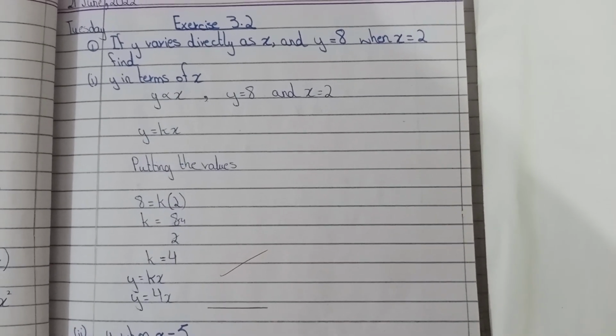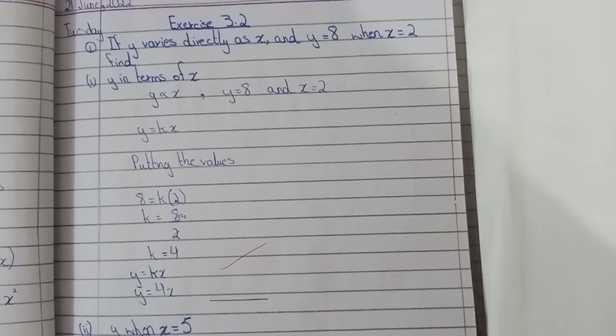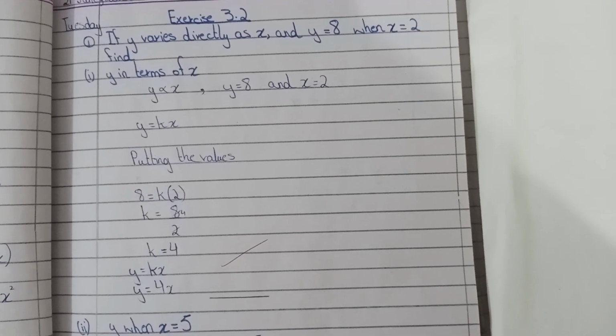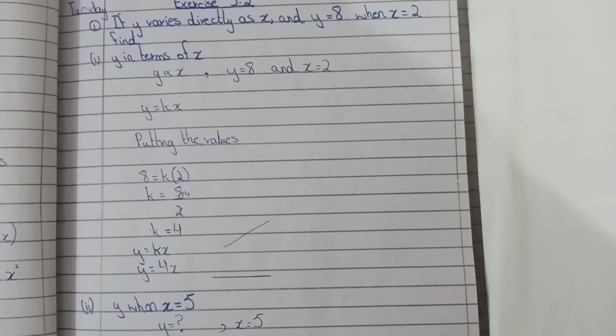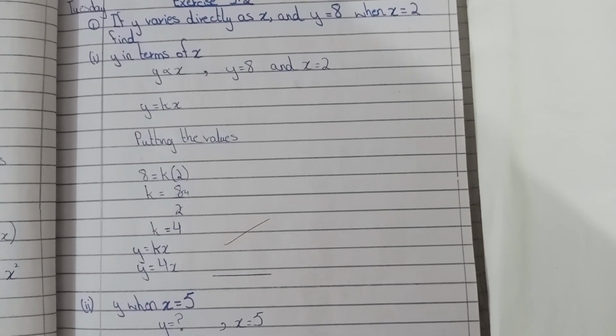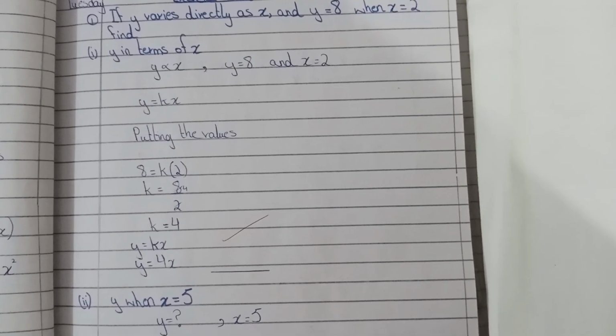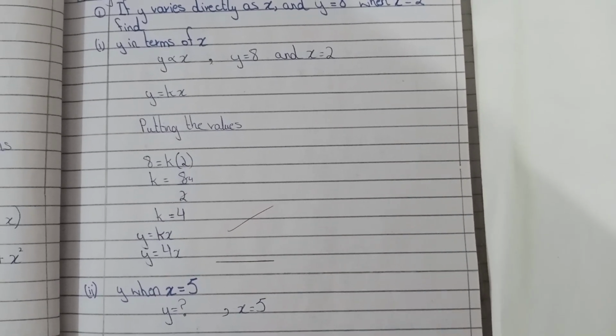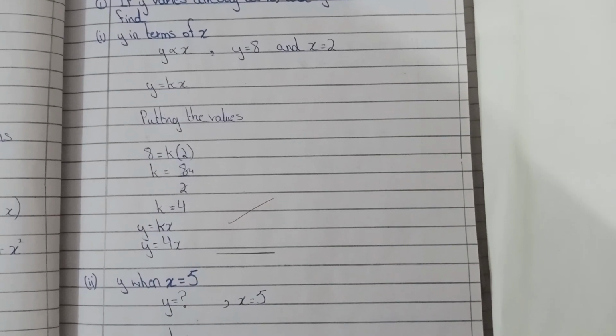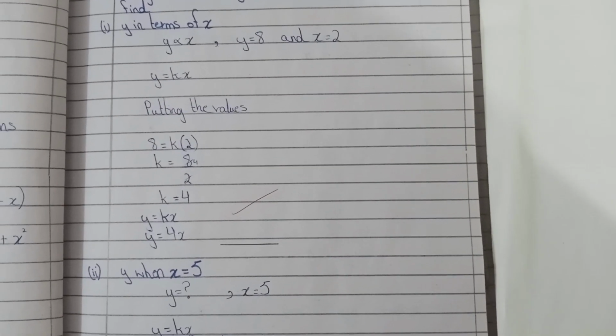First question: if y varies directly as x, and y is equal to 8 when x is equal to 2, find y in terms of x. So first of all, we have to make the equation. Y is directly proportional to x, so we can write y is equal to kx, when the proportionality sign is removed and we put k in its place.